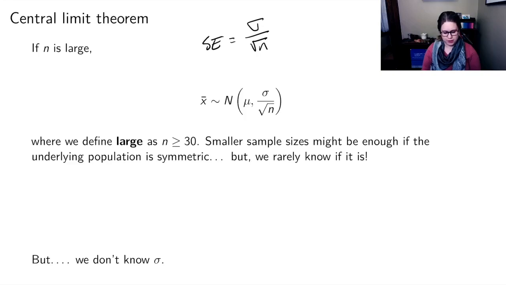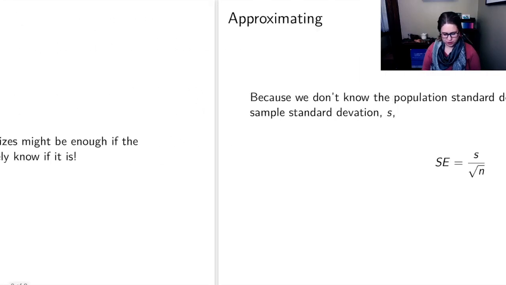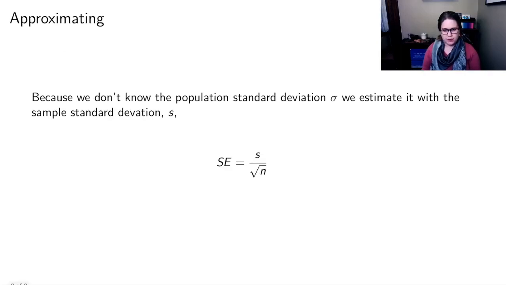The other problem here is I've said that the standard error is sigma over the square root of n, but we don't know sigma. That would be the true population standard deviation, and we can't know about the population. That's why we're doing inference. So the problem is we're going to have to approximate sigma using s, the sample standard deviation. So we're going to say that the standard error is approximately equal to s over the square root of n.